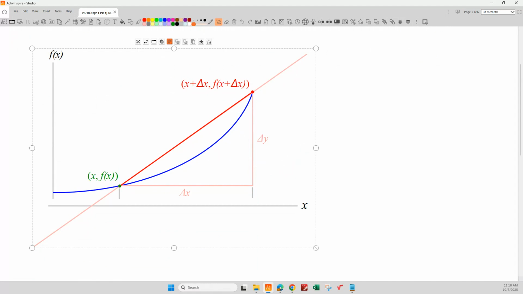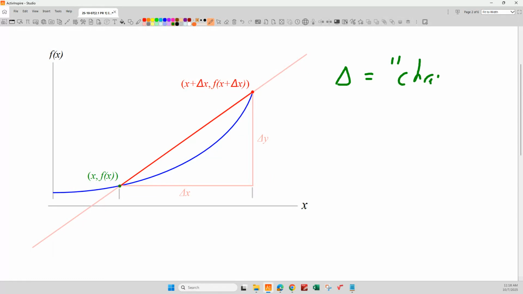The slope of the red line represents the average rate of change of that blue function over some interval. We can call it delta x. When x changes by that much, what does delta mean in math? Change in, yeah, right. So when we say delta in math, it means change in something, whatever follows the delta. So this is change in x. When x changes by that amount, the average rate of change of our function is given by the slope of that line.